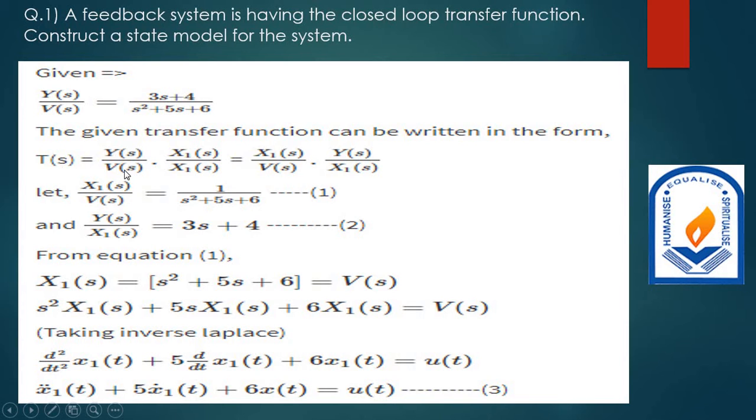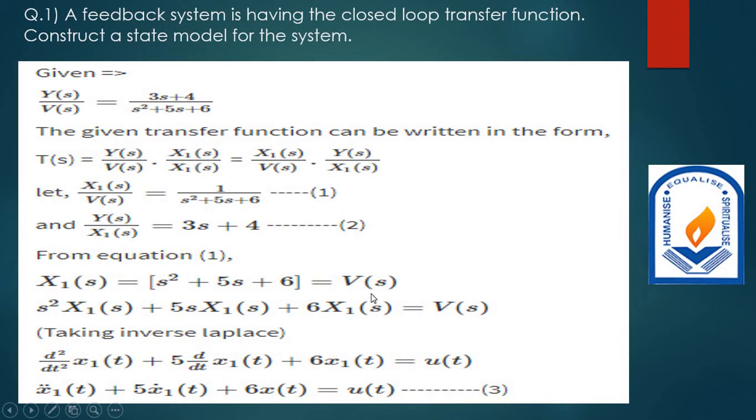The very first step is we can split our given transfer function in this form, where X1 of s divided by V of s will be 1 upon s square plus 5s plus 6, and the second one, Y of s divided by X1 of s, will be the numerator term, that is 3s plus 4. The first term is given as equation number 1, and the second term as equation number 2.